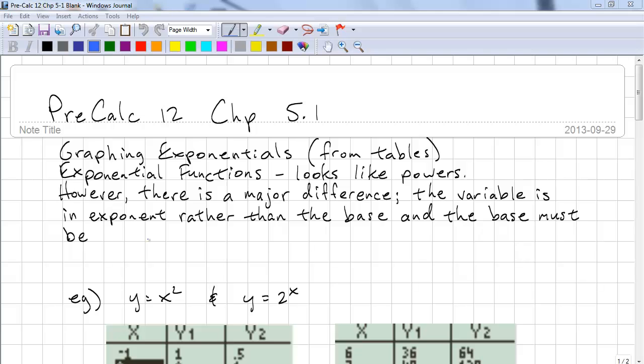Pre-Calc 12, Chapter 5.1, we're going to be looking at graphing exponential functions. Exponential functions look a lot like powers, but there is a major difference. The variable is in the exponent rather than the base. And the base must have a positive constant.